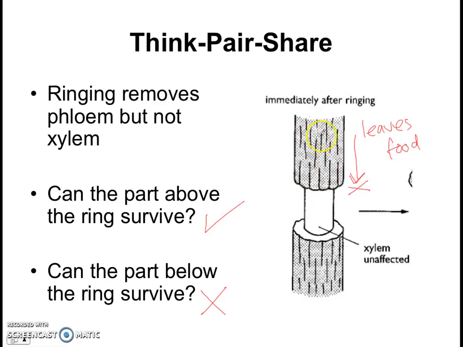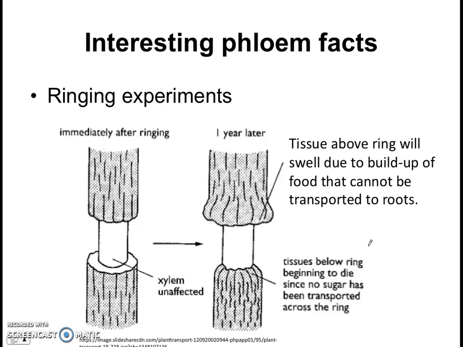Now the part above can survive. Why is it? Because the leaves can make food for the part above, and the part above can still get water and mineral salts from the xylem, which is unaffected. Now in such ringing experiments, normally this is what you observe, that over some time, the tissue above the ring will start to swell up due to food that is building up here which cannot transport down to the roots. And the tissue below the ring will start to die because it has no sugar.